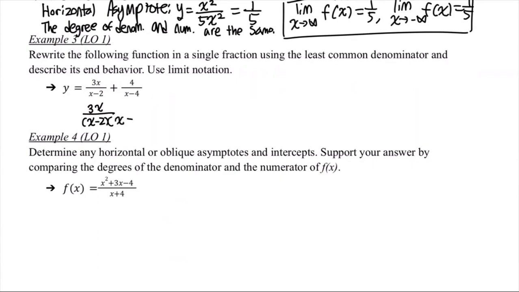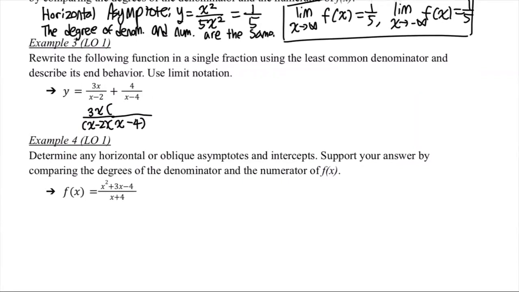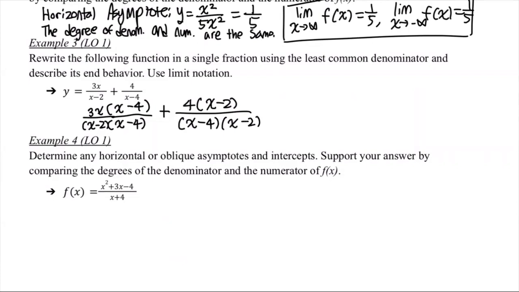multiplying the denominator of the second fraction to the first fraction. So we're going to multiply x minus 4 in both the denominator and the numerator so that it is valid in the first fraction we have. And in the second fraction, we're going to do the same thing, but in this case, we're going to multiply x minus 2. So if we do that, we will have the same denominator.